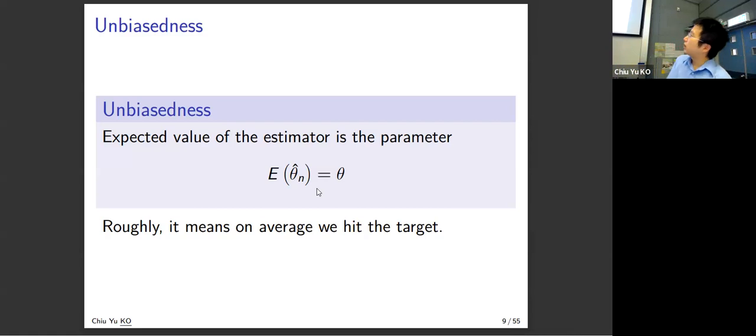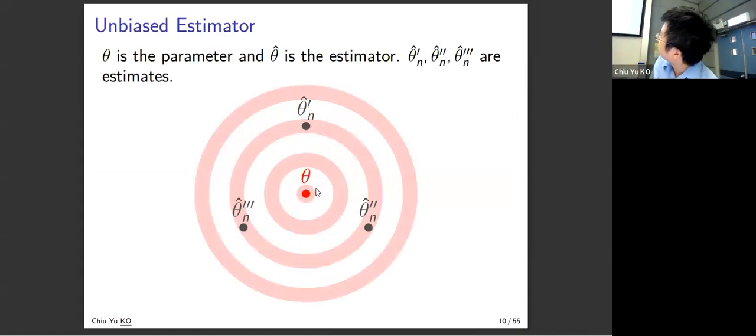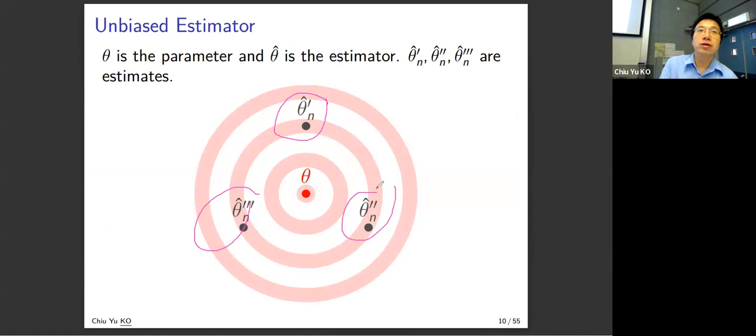Why is this important? It means that on average it hits the target, right? Graphically, it means like this, okay? We want to hit the bullseye of this target. If the estimator in some cases gives you this one, in other cases gives you this one, or in another case gives you this one, although it is not hitting the target each time, on average it's hitting the target, okay? So this is the minimum requirement, right? Because it's not asking that it hits there every time, but that if we're allowed to repeat this process many times, the average of those hits the target. So some people would say unbiasedness is the minimum requirement, okay?